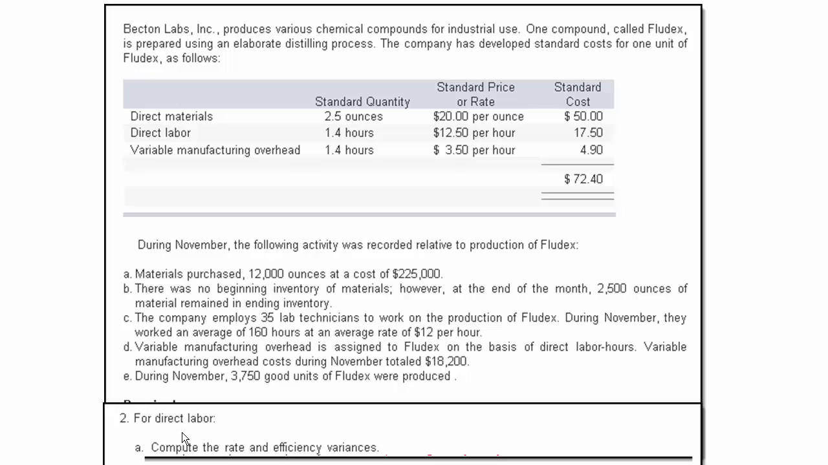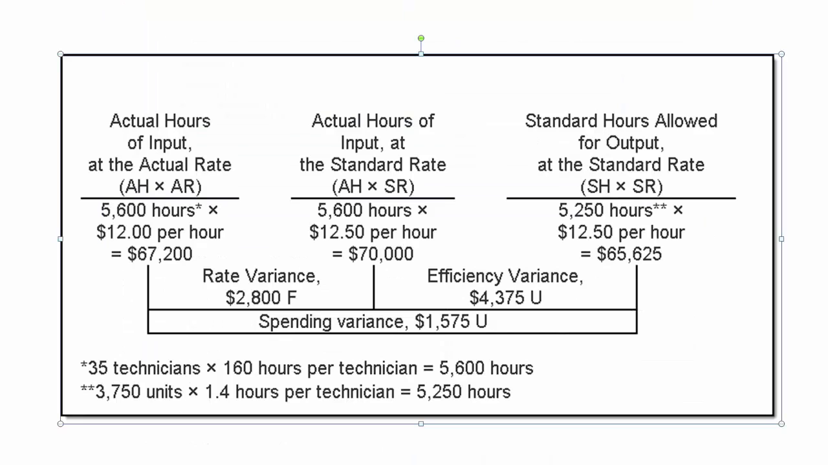Okay, now I've changed the question at the bottom. Now we're going to tackle question 2, which says for direct labor, compute the rate and efficiency variances. All right. And here's the approach you use. Again, left side is always actual times actual. The actual hours times the actual rate. The right side is always standard times standard. The standard hours allowed for the output at the standard rate.